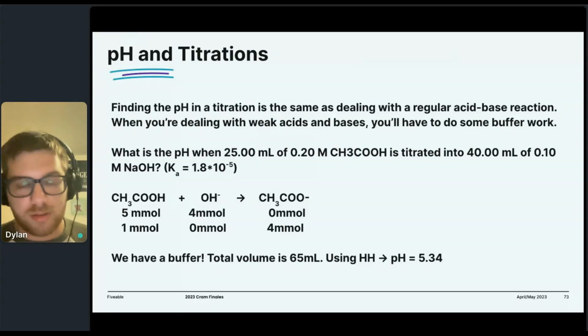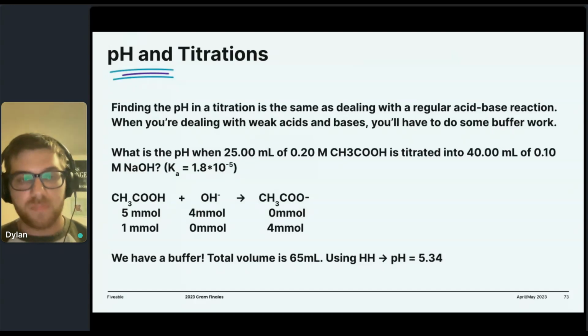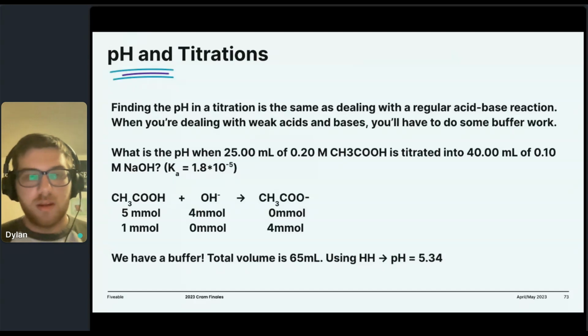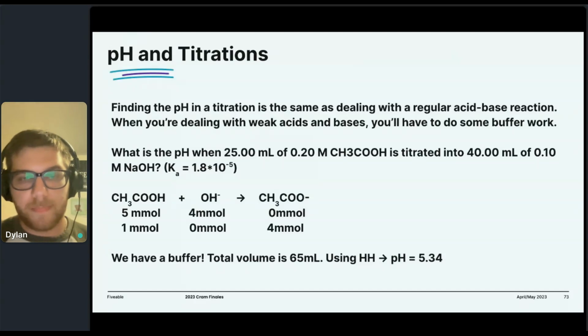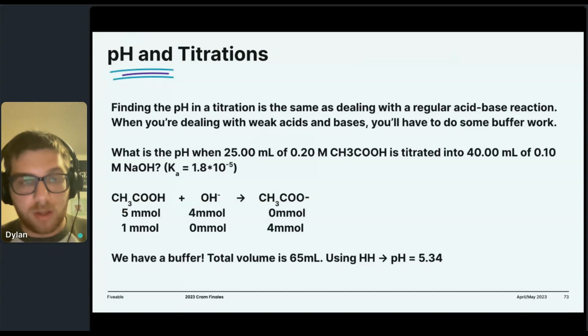This reaction goes fully forward, so we can just treat this like stoichiometry, right? We eat up all of our limiting reactant. In this case, our limiting reactant is hydroxide, right? We eat up all our hydroxide to form 4 millimoles of CH3COO-. However, we have 1 millimole of acetic acid left in solution. We have a mixture of an acid and its conjugate base.